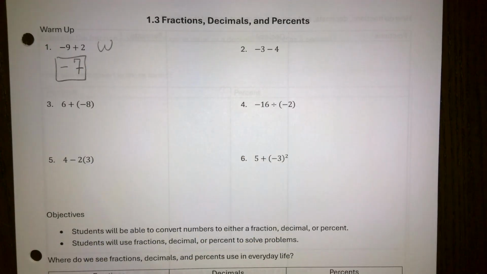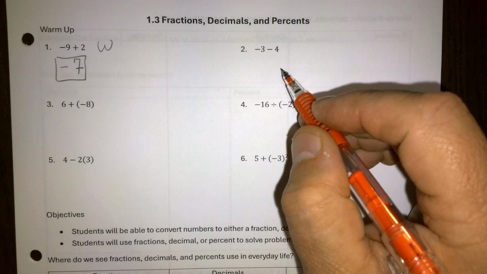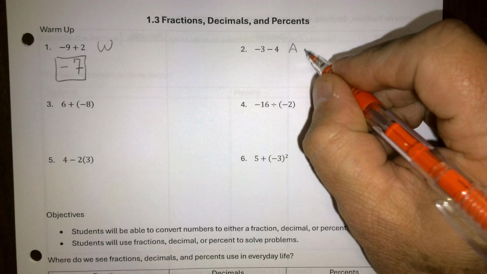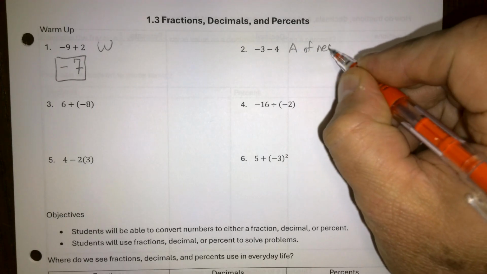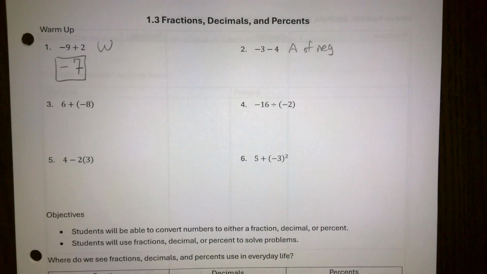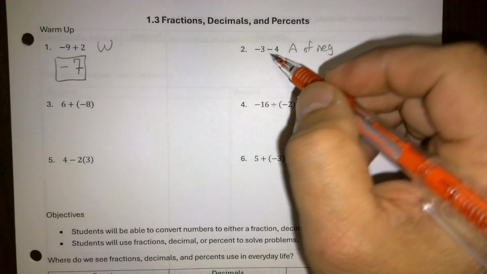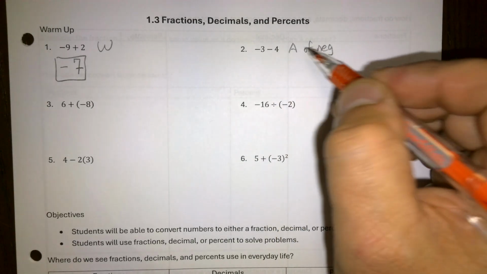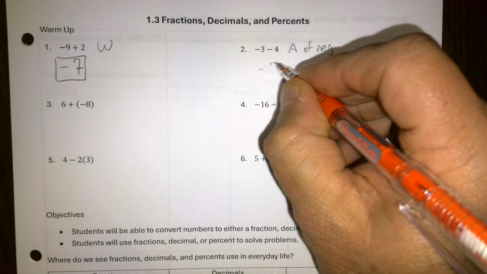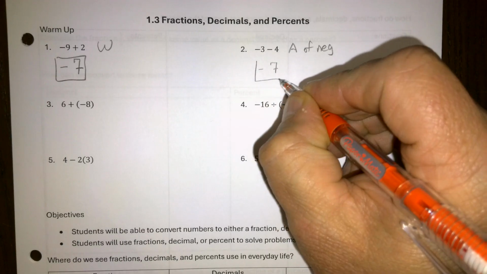For number 2, is this a war or an alliance? If you said alliance, I agree. It's an alliance of negatives because they're both considered negative numbers. A minus 4 is counted as a negative 4. So in this case, they are going to team up and form a bigger group. How many negatives do we have there total? We have 7 negatives total.